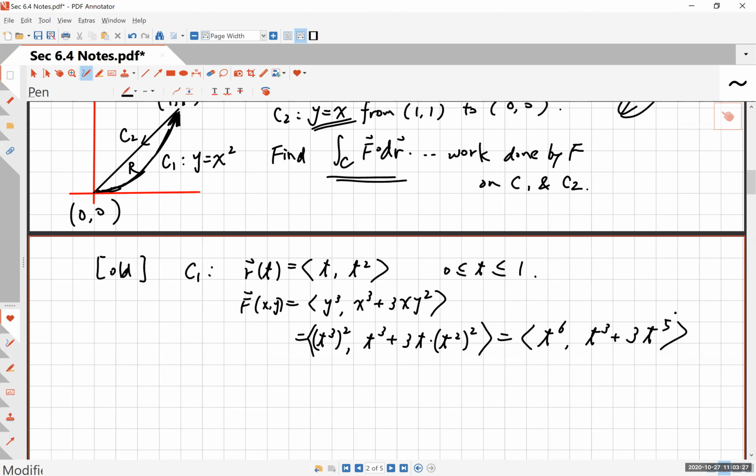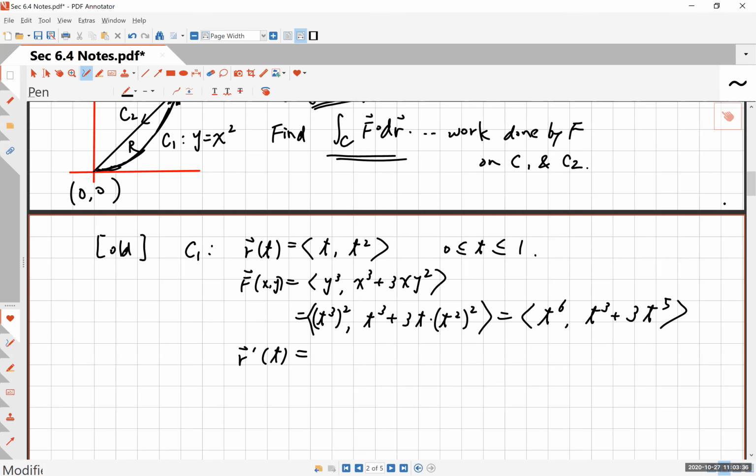So that would be the way to write that. And then, f in terms of t. We have to find the derivative because that's how you find dr. And so this will be 1, 2t. Okay, so that would be the derivative here. And then you do f dot r prime because that's what you'll end up integrating.